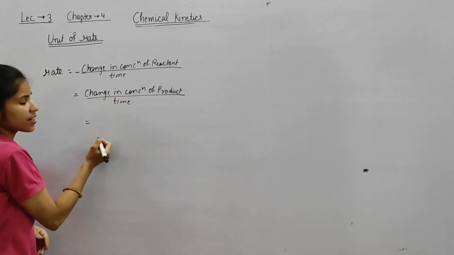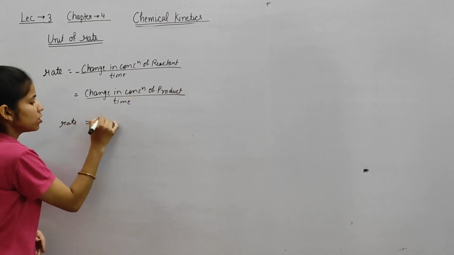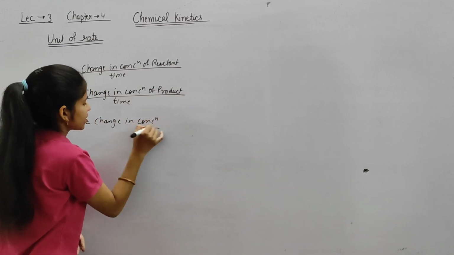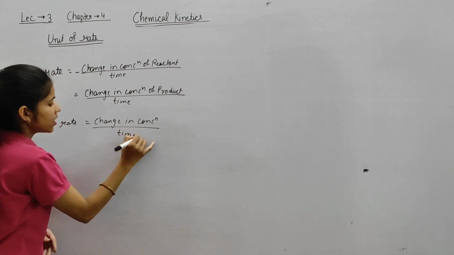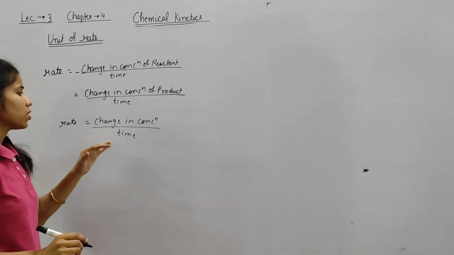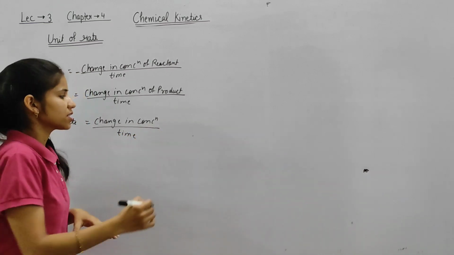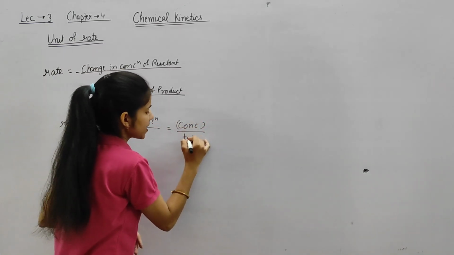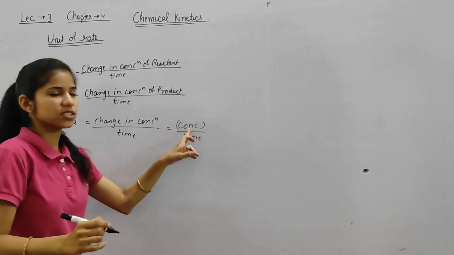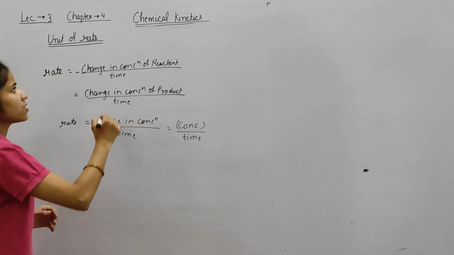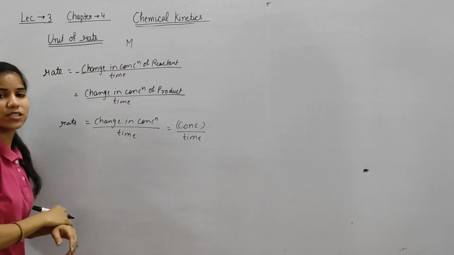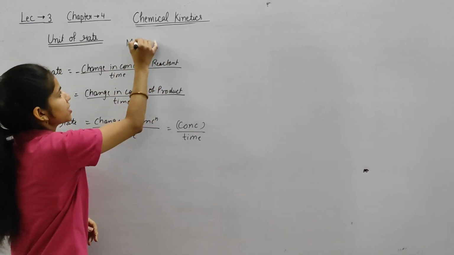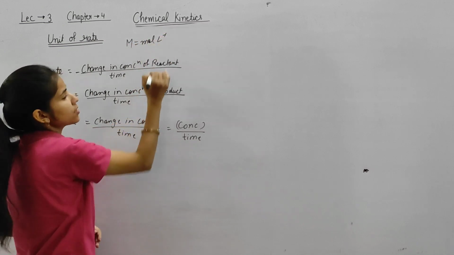So in general we can write rate is equal to change in concentration divided by time. So change in concentration means concentration divided by time. The unit of concentration, we can take concentration in terms of moles per liter, that is molarity.